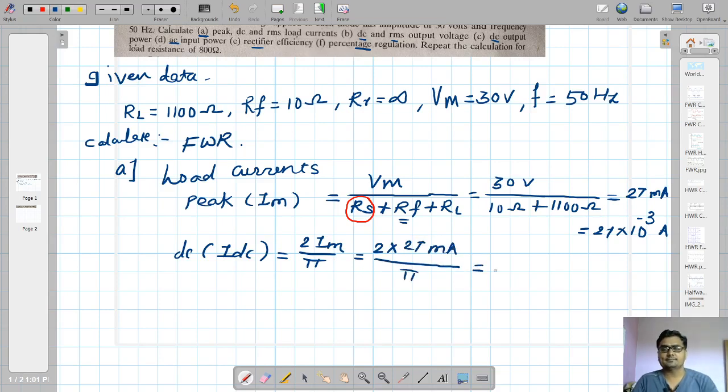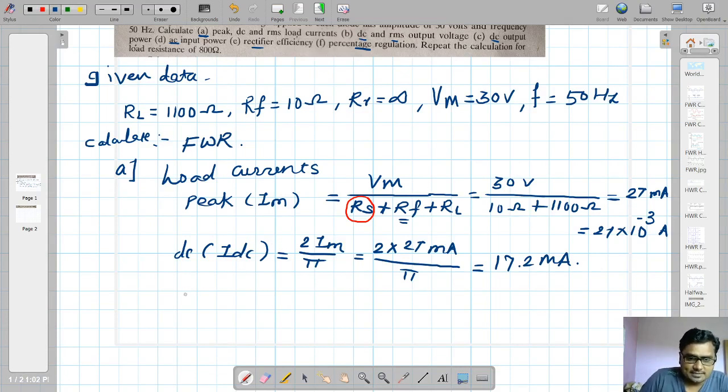Now calculate it. You calculate with me. Take your calculator, whatever value I am writing, put it on the calculator. It is 27 milliamperes multiplied by 2 divided by pi. I think it is 17.2 milliamperes. I'll write the direct answer, 17.2 milliamperes. That's what IDC is.